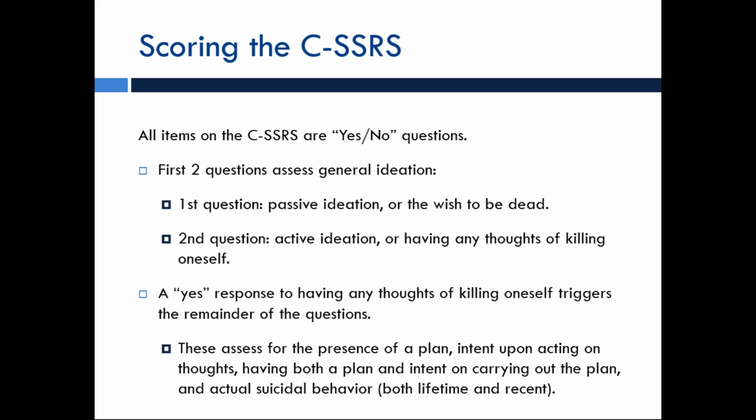Unfortunately, there may be a certain number of actual suicides, but it's exponential of people that we talk to. For every person that dies by suicide, there are 25 suicide attempts that are non-lethal, and then an exponential number of people who are thinking about suicide or have been touched by suicide. So we need to assess how high a level of risk, and that really depends on the presence of a plan, intent upon acting on thoughts, and having a plan and intent on carrying out the plan. And then, of course, actual suicidal behavior, both lifetime and recent. So suicidal behavior is not only making a suicide attempt, but also could be an aborted attempt, when you were planning to do something and started to do it but got interrupted.